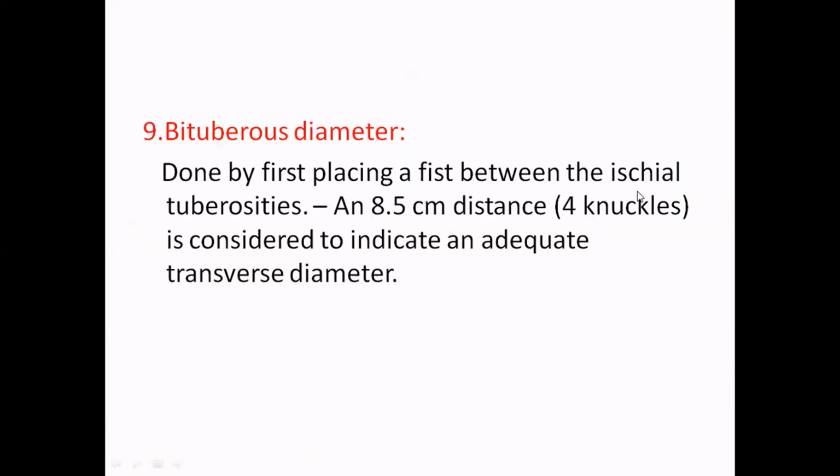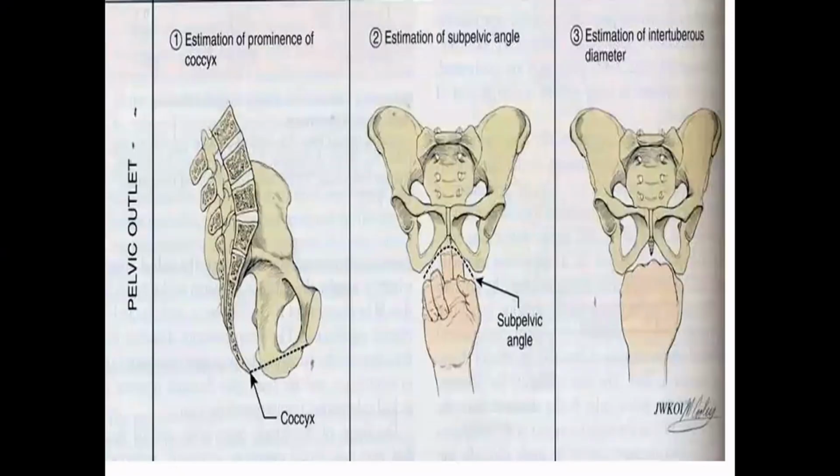The next is we should assess the bituberous diameter. This can be assessed by placing a fist between the ischial tuberosities. An 8.5 centimeter distance, that is 4 knuckles, is considered to indicate adequate transverse diameter. This is the way to assess this intertuberous diameter. And this is the way of estimation of subpubic angle.